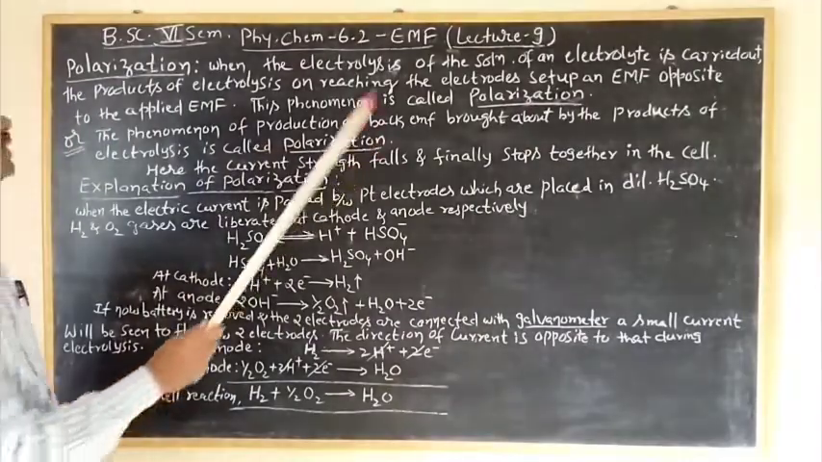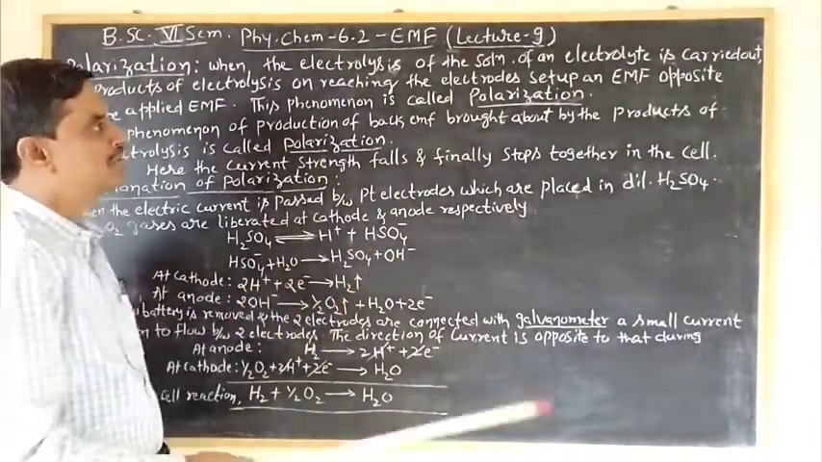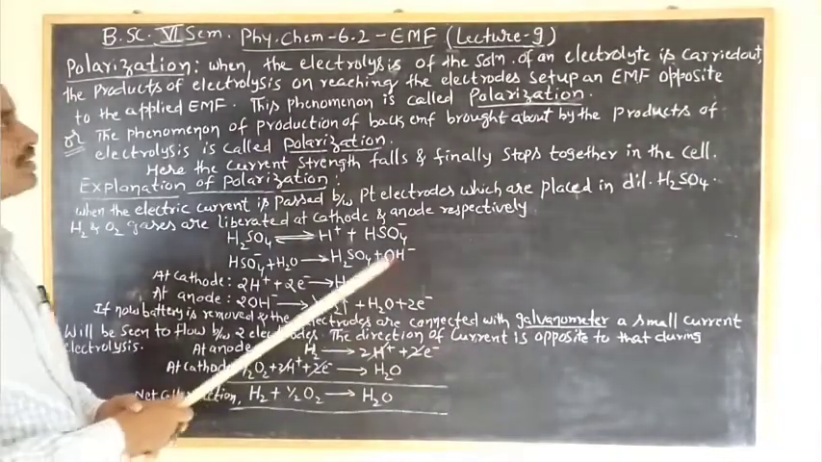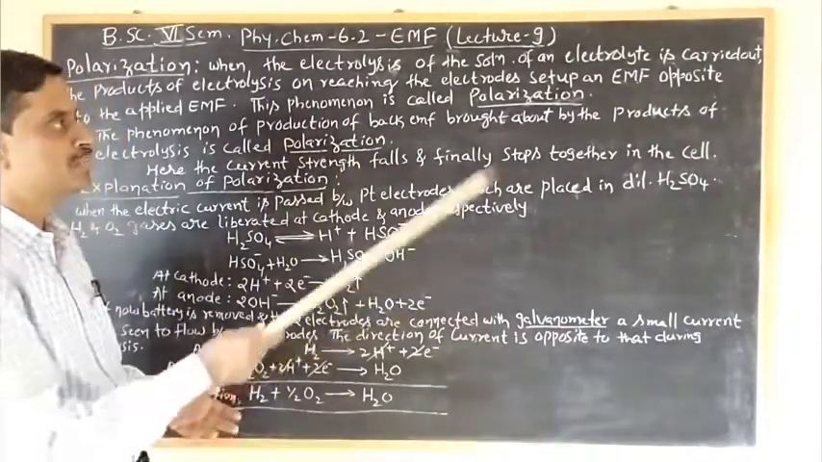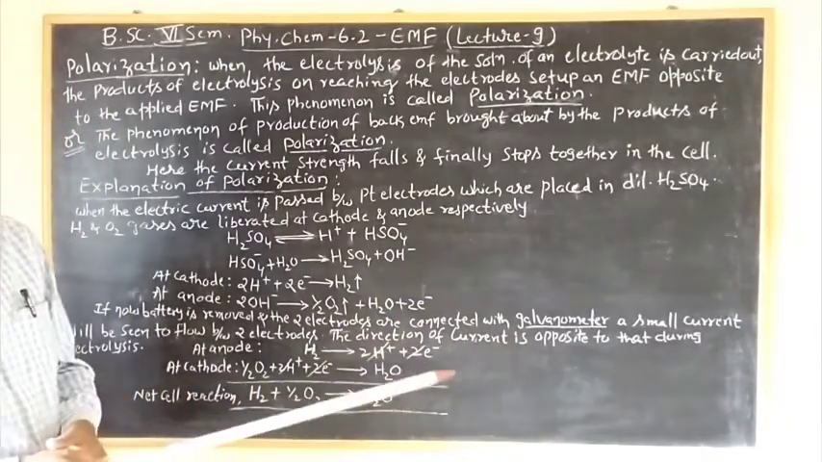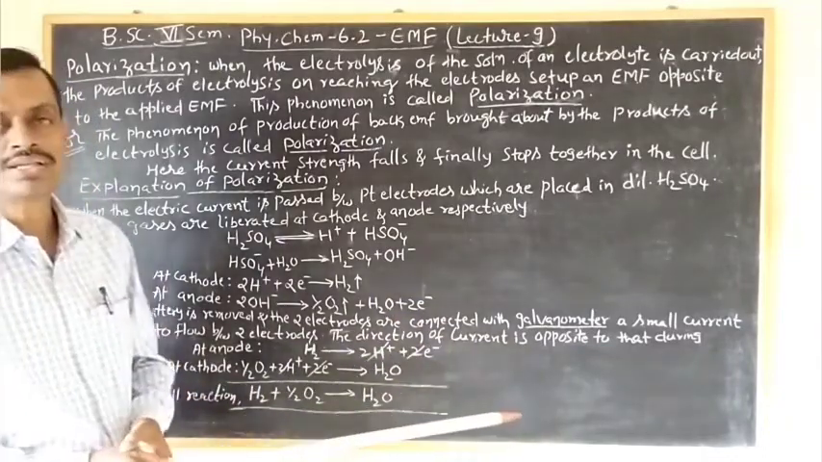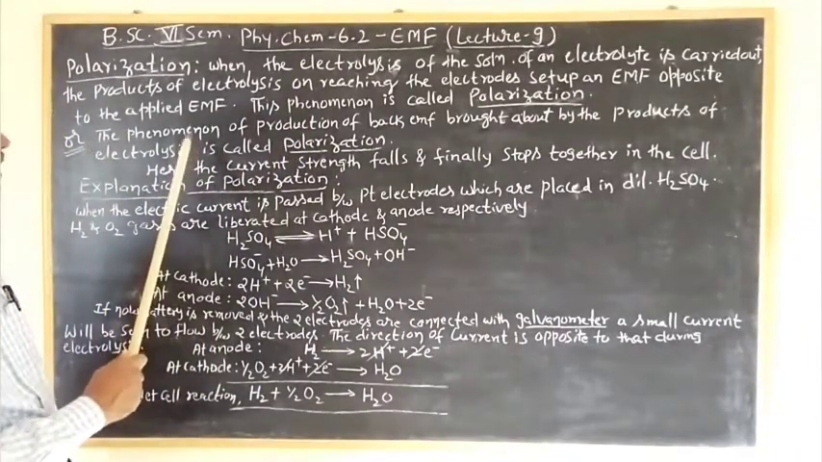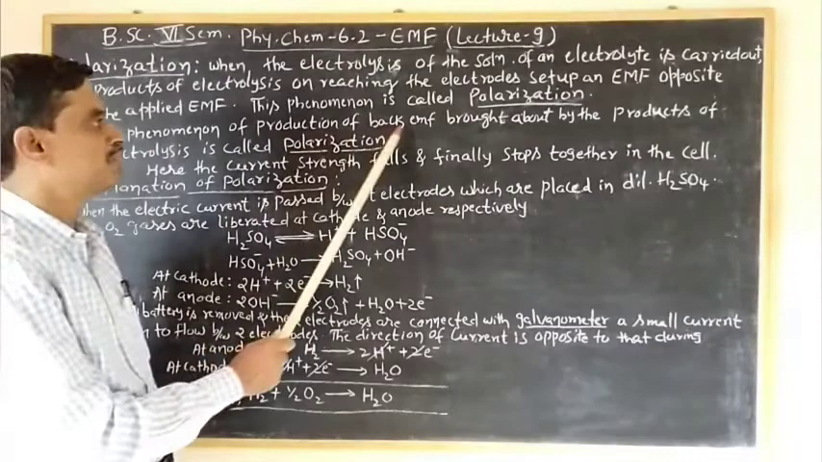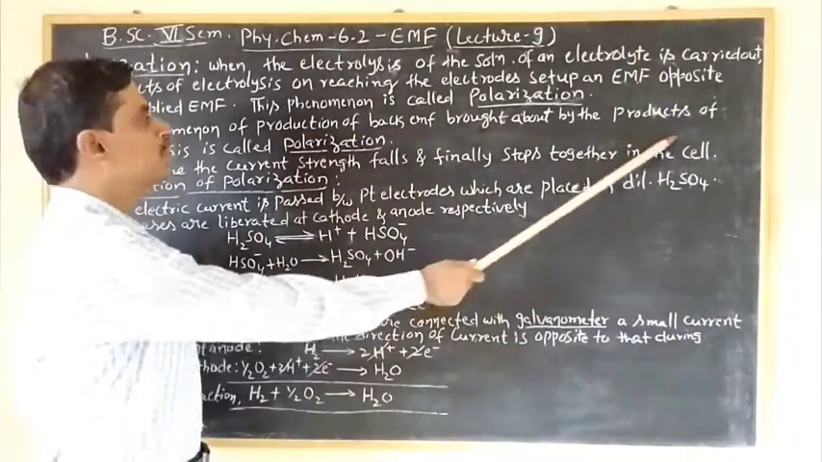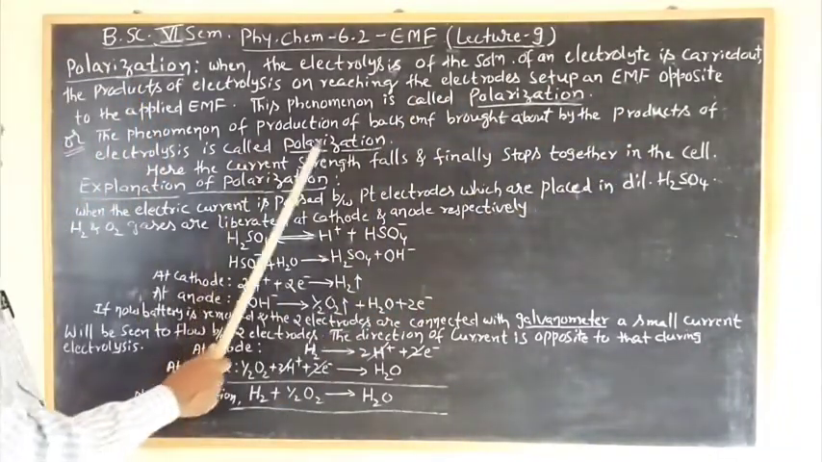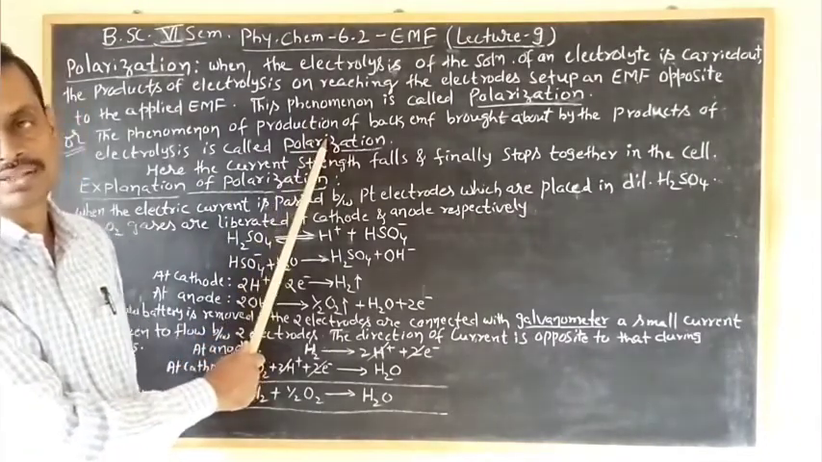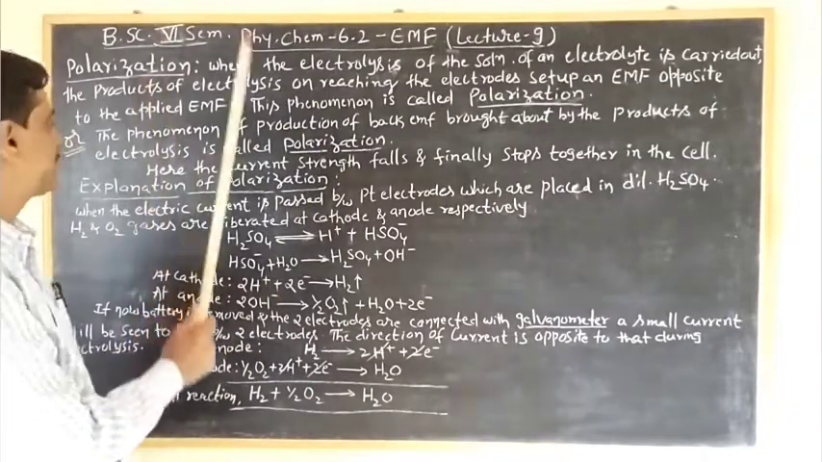That means during the electrolysis of the solution of an electrolyte, the products of the electrolysis which are formed on reaching the electrodes will set up an EMF opposite to the applied EMF. That phenomenon we can call polarization. Or we can say the definition in another way: the phenomenon of production of back EMF brought about by the products of electrolysis is called polarization. Out of these two, any one which is easier for you can be written in the examination. It is for 1 mark.